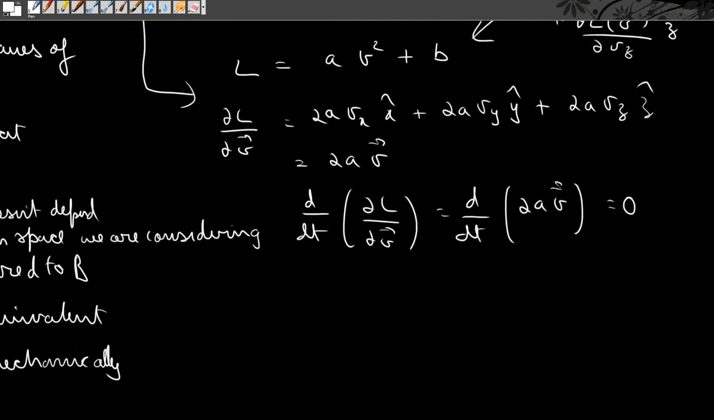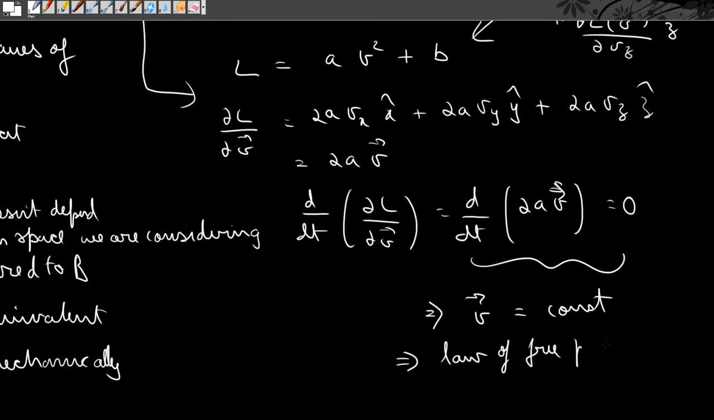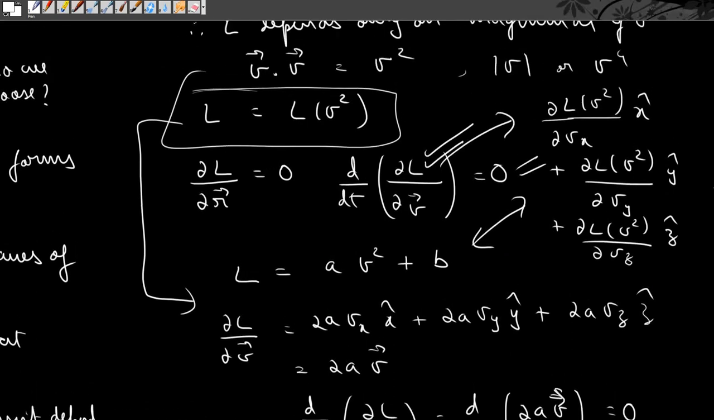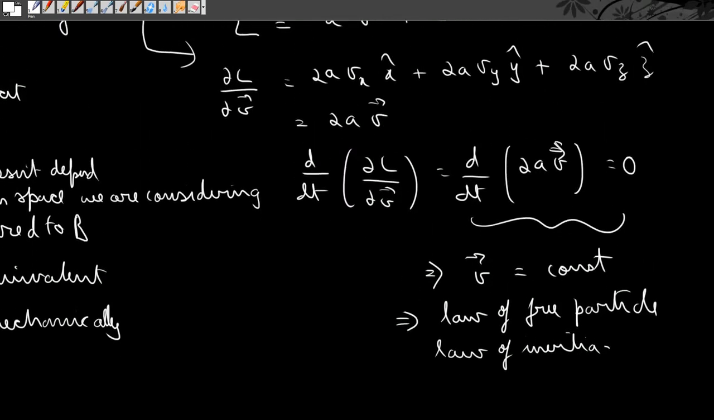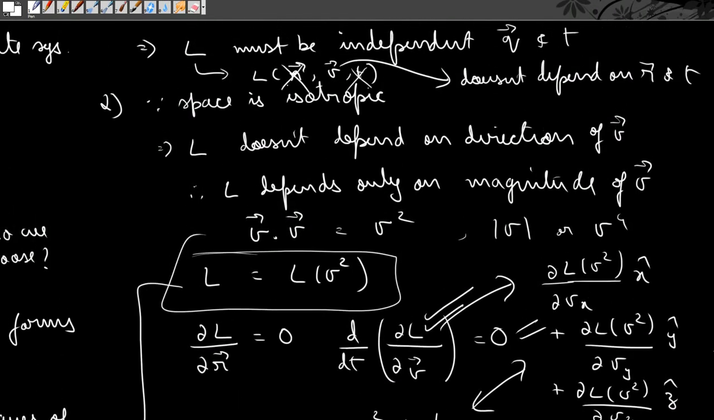All right, now this can only happen, so this implies V is a constant, which is nothing but the condition or the law for a free particle. So this is nothing but the law of free particle, or better known as the law of inertia. Which in turn makes our assumption that L depends on V square more concrete.